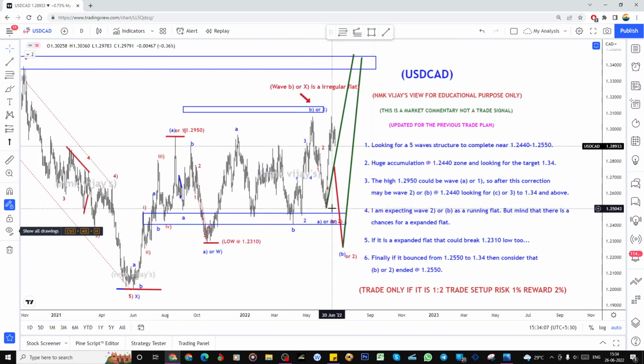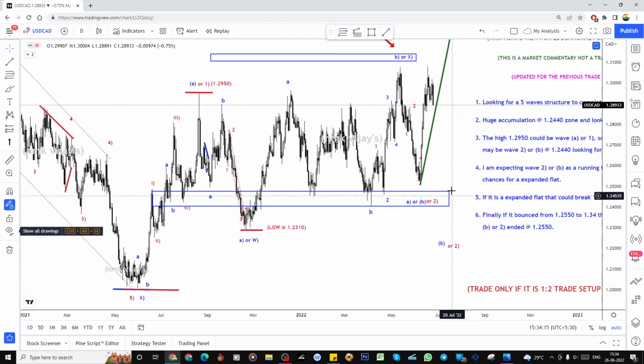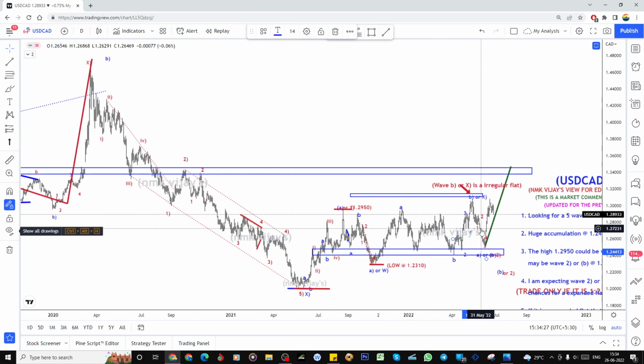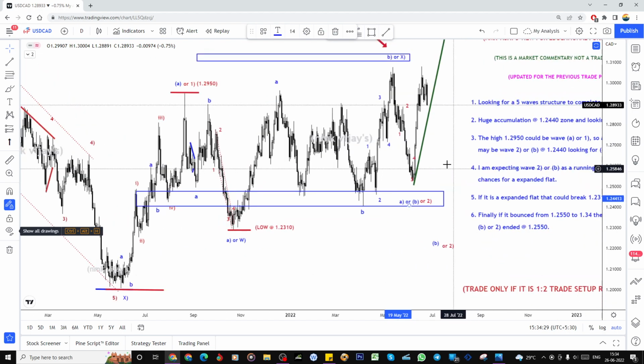So now we are not getting this, so this got invalidated. What we expected got invalidated. So now this is the valid one. Now the five-wave structure has completed, so we come to know whether this is A or 1, or this is B or 2. Now we are expecting that C wave, and it is more aggressive than before.